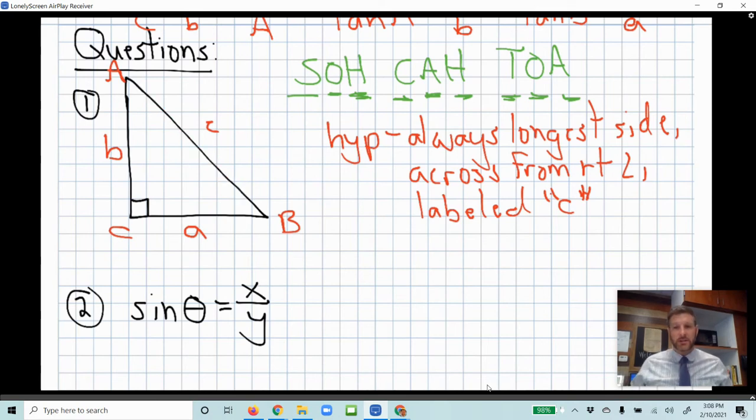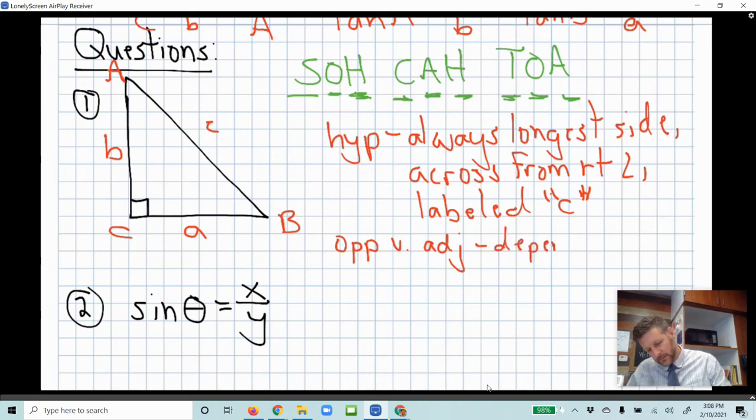Now, how do you know which is opposite versus adjacent? Okay, that is important because it depends on what we call the reference angle.